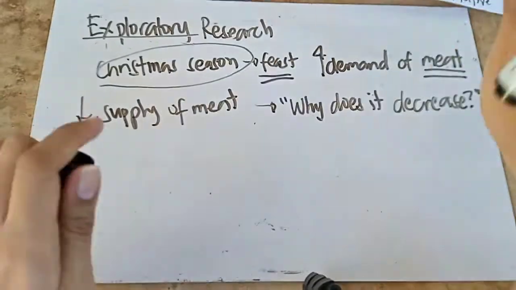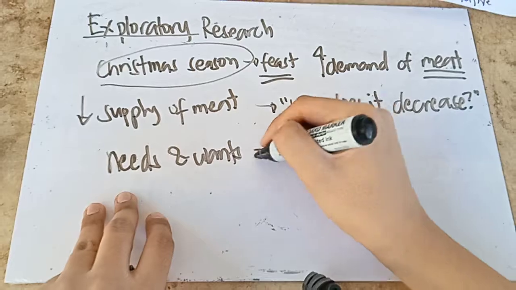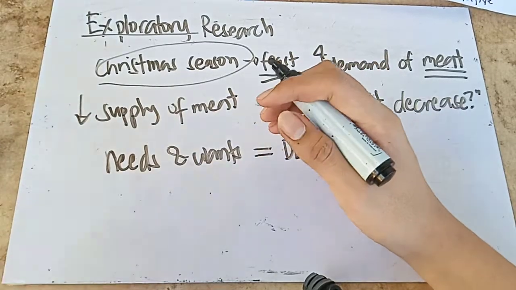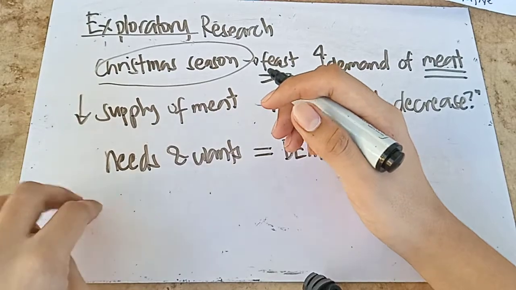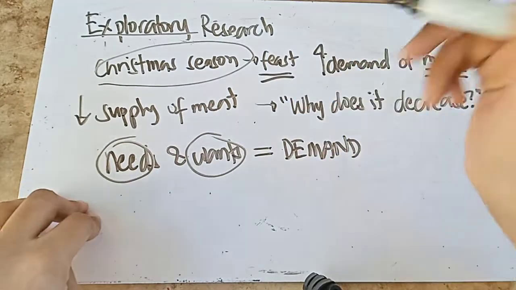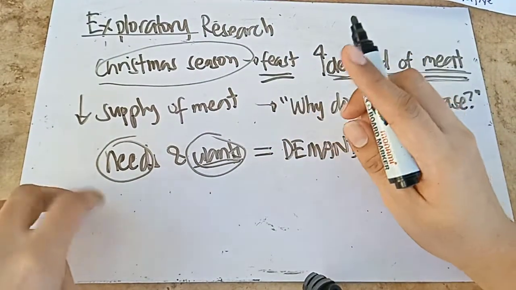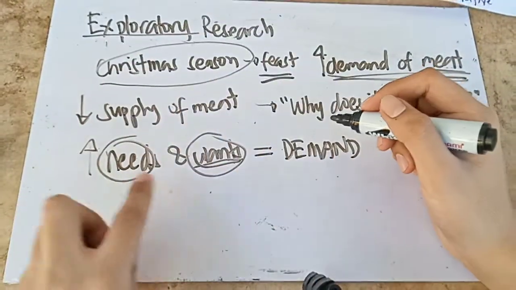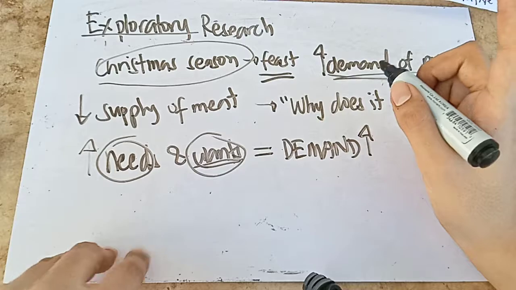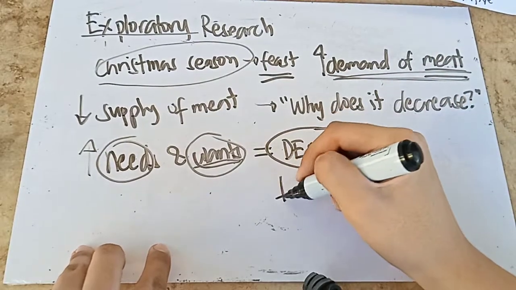So, remember, in economics, the needs and wants of the consumer is referred to as the demand. So, this is in the concept of economics. During the Christmas season, the people have high wants and needs for having meat on their tables. That is why it created a high demand for meat. Now, an increase in the needs or wants of the people means an increase also in the demand. However, once the demand increases, the supply decreases.